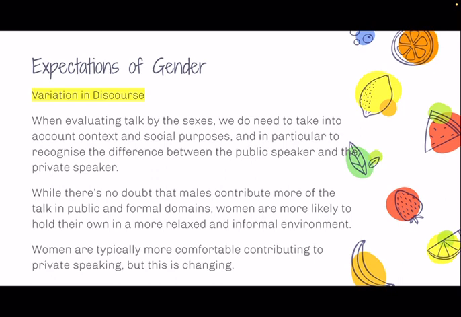When evaluating talk by the sexes, we do need to take into account context and social purposes, and in particular to recognise the difference between the public speaker and the private speaker. While there's no doubt that males contribute more of the talk in public and formal domains, women are more likely to hold their own in a more relaxed and informal environment. Women are typically more comfortable contributing to private speaking, but this is changing.